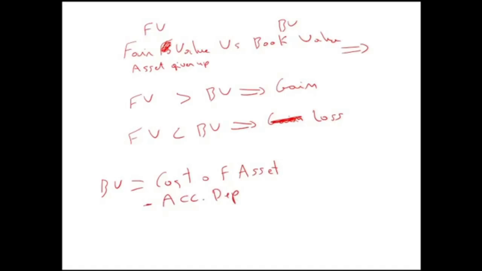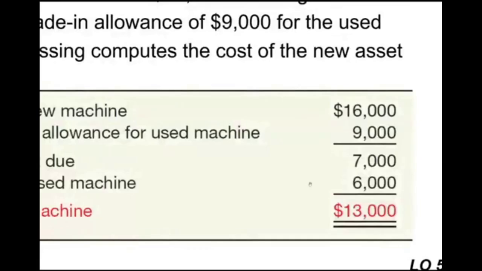So the book value equals the cost of the asset minus accumulated depreciation. If the book value is not given, you need to know how to come up with it, because sometimes it's not given. They'll tell you the cost is 100,000 and accumulated depreciation is 40,000.